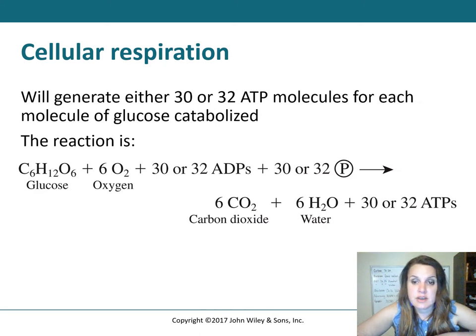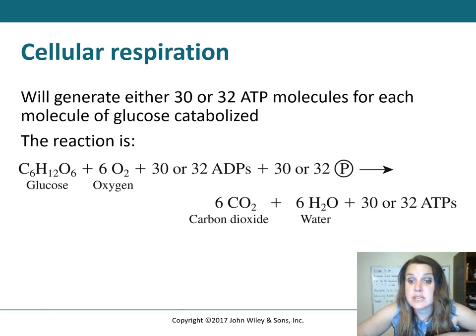So overall, throughout the entire process of cellular respiration, you make somewhere between 30 to 32 ATP molecules. Because you have a bunch of ATP molecules made before you get into the electron transport chain, and then you have all those 26 to 28 made in the electron transport chain. So altogether, you have a lot of ATP molecules. The reaction for cellular respiration is the one listed above: glucose plus oxygen plus 30 or 32 ADPs, adenosine diphosphate, plus 30 or 32 lone phosphates, produce carbon dioxide, water, and somewhere around 30 to 32 ATP molecules. That's a lot of ATP.